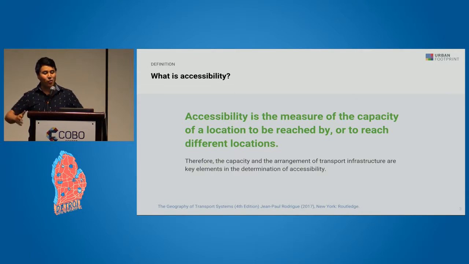So before I start, what is accessibility? Accessibility is the measure of the capacity of a location to be reached by or to reach at different locations. So it's not coverage per se in a spatial sense. It's actually given a target set of resources or a target set of points of interest, how many of those in relation to the total available points of interest can I reach in the most efficient measure, and that's measured by time in our case.